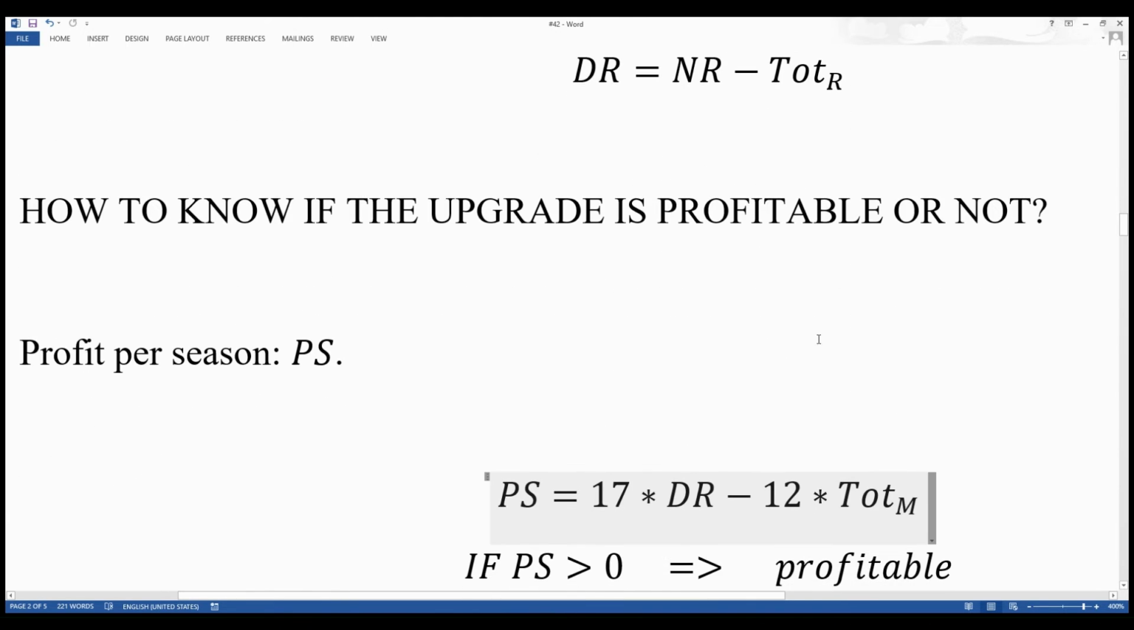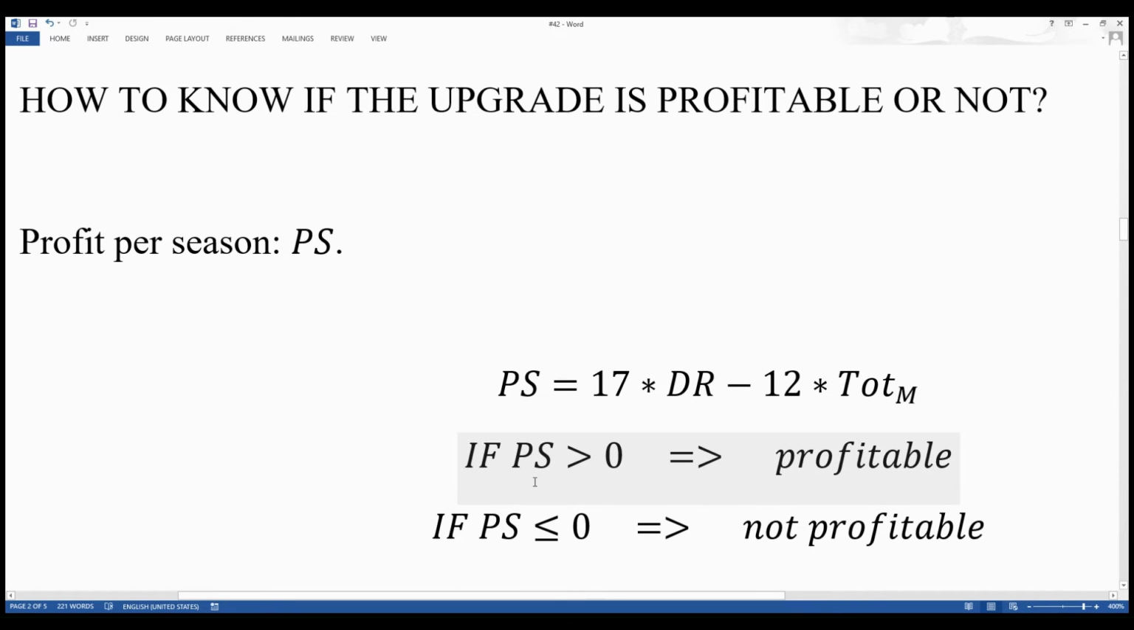If you have questions, write down in the comments. So this is the profit that my indirect money making facilities generate per season. Okay? Finally, I check. If this profit is bigger than zero, then it's profitable. I can upgrade. If it's smaller than zero, then it's not profitable. I shouldn't upgrade yet. My club needs to develop other things before I can upgrade the indirect money making facilities.